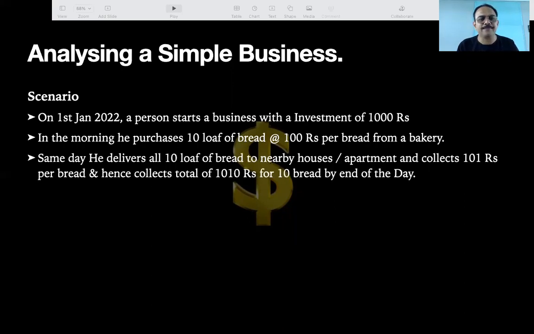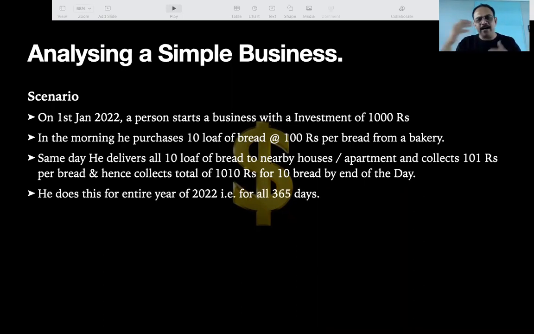Okay, then what does he do? Same day he goes to the nearby apartments or homes. At every home he will give one bread and collect 101 rupees for the bread. So what he did was, 100 rupees he purchased the bread, 101 rupees he sold the bread for. So at the end of the day, he collects 1,010 rupees. 1 rupee per bread, 10 breads, 10 rupees. So he started with 1,000. He now has 1,010 rupees at the end of the day.